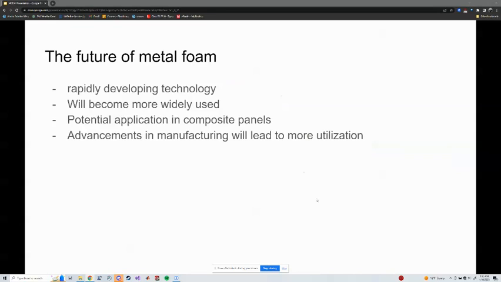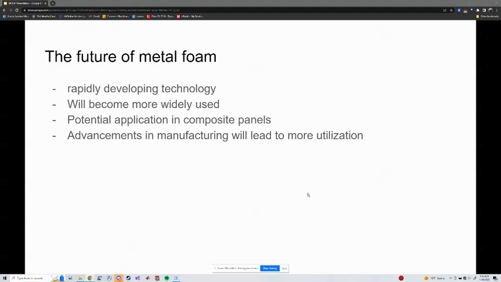So lastly, we look at the future of metallic foams, and we see it's a rapidly developing technology. It has massively increased in recent years and is likely to continue to develop. I foresee it becoming more widely used as the manufacturing processes take off and provide more stability and more consistency in the material and more variability in design characteristics, what can be done with it. It's a very promising material to be used in a lot of applications, as previously listed.